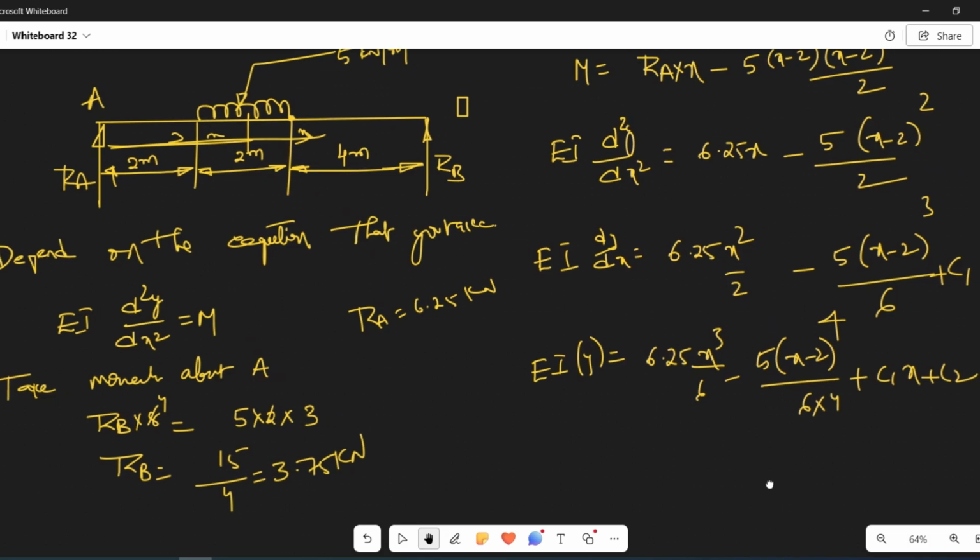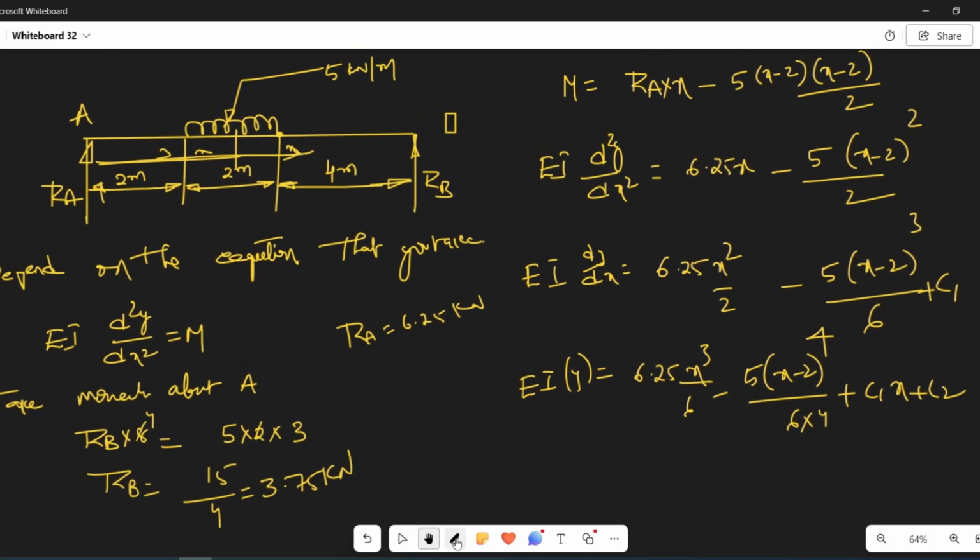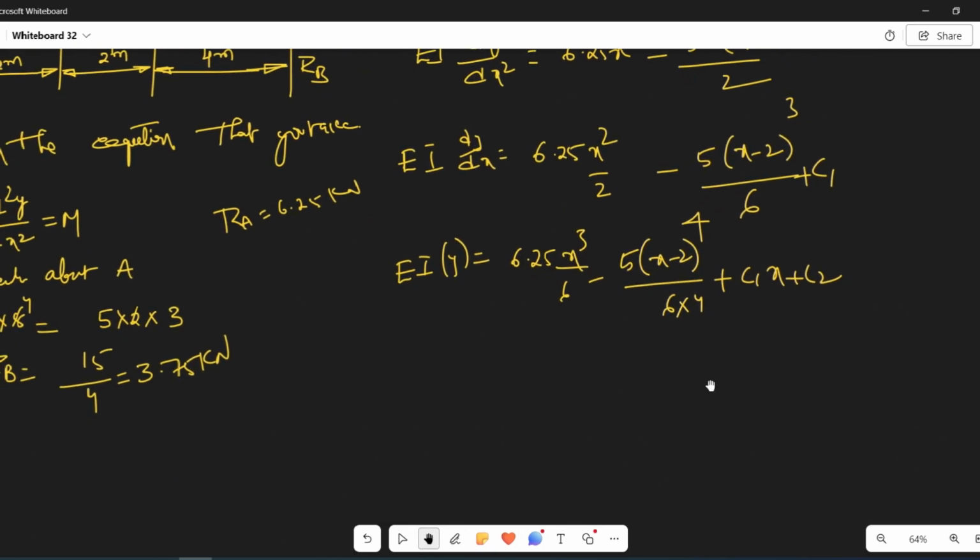Here the beam cannot bend. Here also the beam cannot bend. So at x equal to 0, y is equal to 0. And at x equal to 8, y will be equal to 0, where y means deflection. Here it is fixed, so there cannot be any deflection.